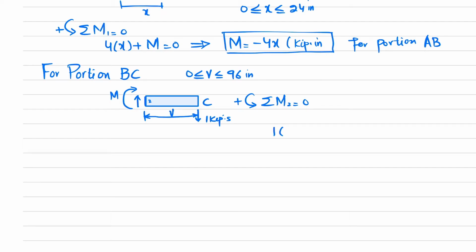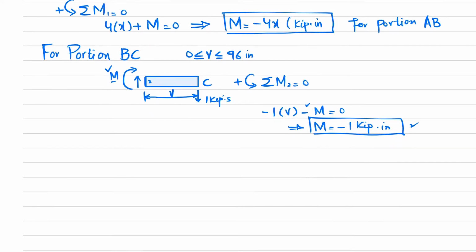So 1 into v minus M is equal to 0. From here we will get moment M is equal to minus 1 kip into inch. Also, you can see that we have taken this moment as clockwise and the direction is minus, and M is minus 1 kip. So it means that our assumed direction was wrong. So M should be in the clockwise direction. Okay, so this is the bending moment equation.